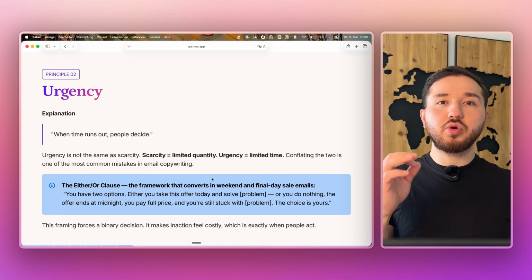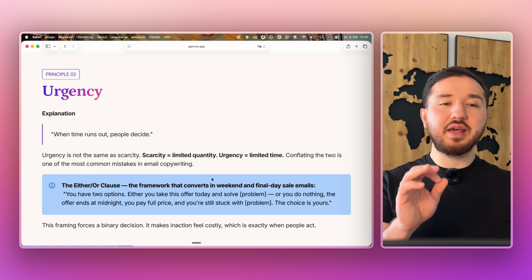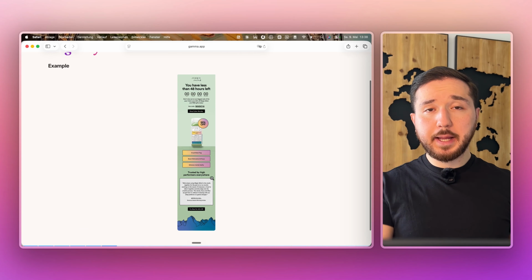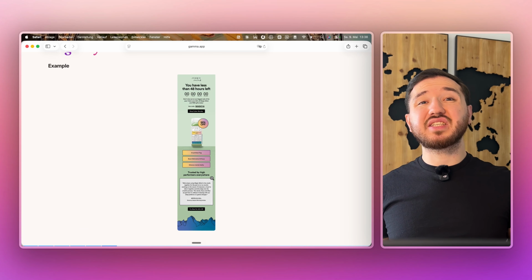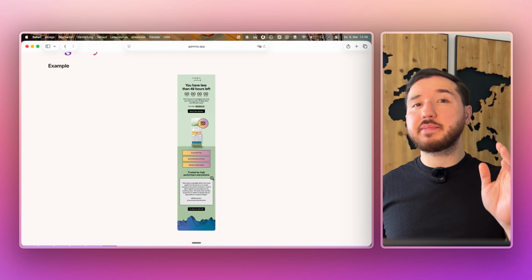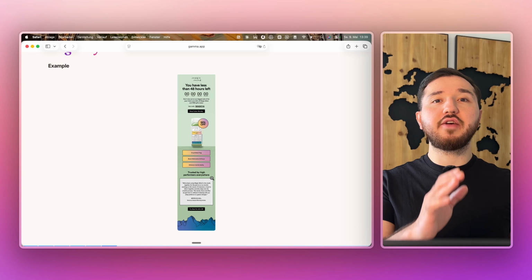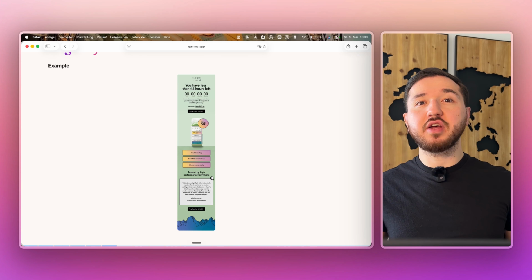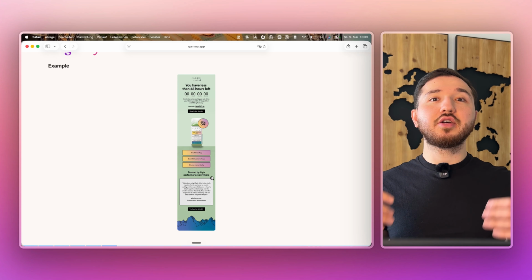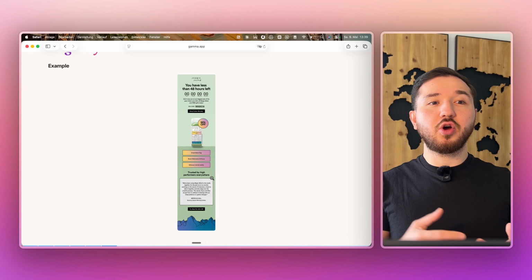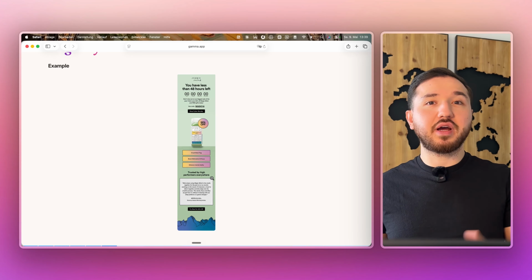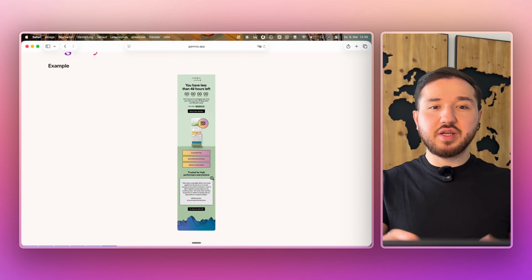And what we like to do and use in our agency is the either or clause. That means, for example, for Magic Mind, it would be you either buy in the next 48 hours and you get 55% off, or if these 48 hours pass, you have to pay full price for the same product. So you either buy today and save 55%, or you wait until the offer is expired and you have to pay full price for the same. Sounds silly, but it works.